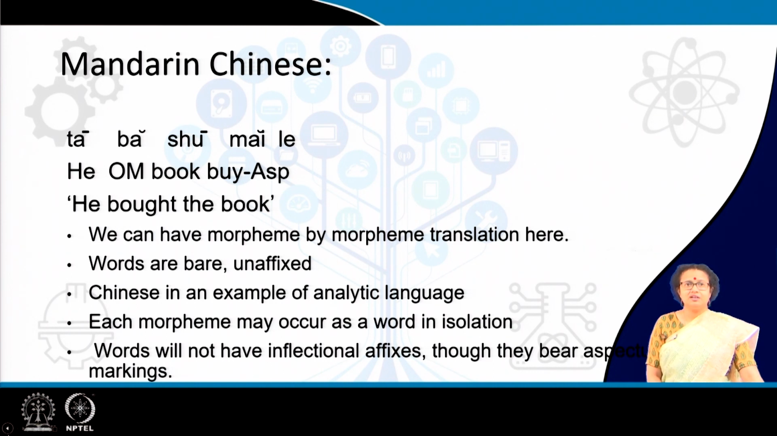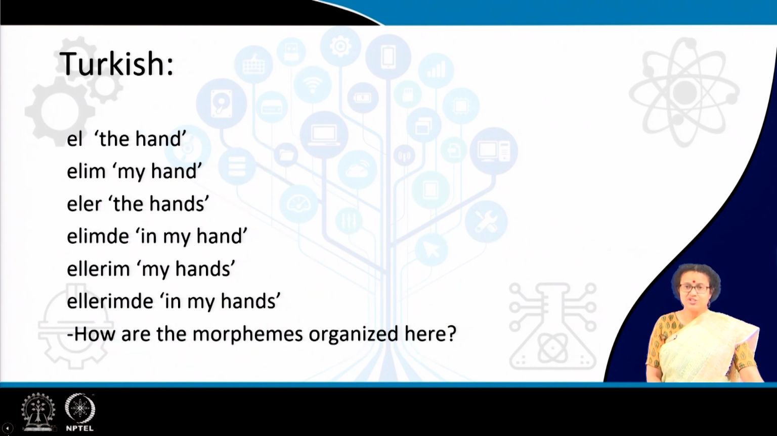So, these are basically examples of isolating languages. Now, let us come to Turkish. Let us look at the data. El, the hand; elim, my hand; eller, the hands; elim de, in my hand; ellerim, my hands; and ellerim de, in my hands. So, how are the morphemes organized here?